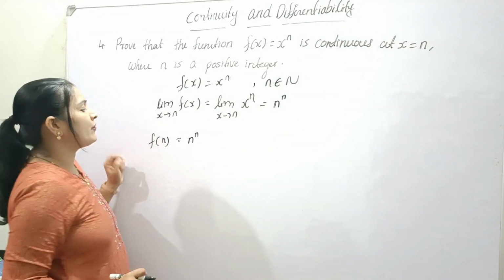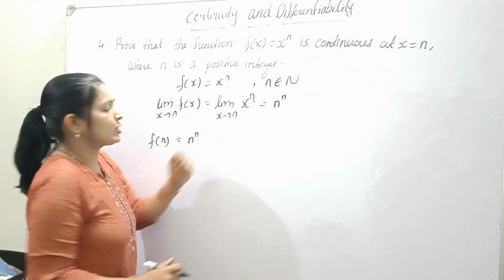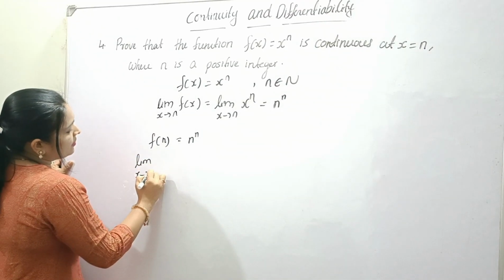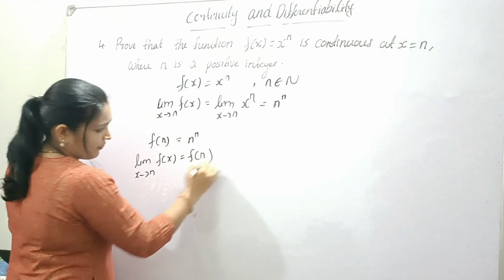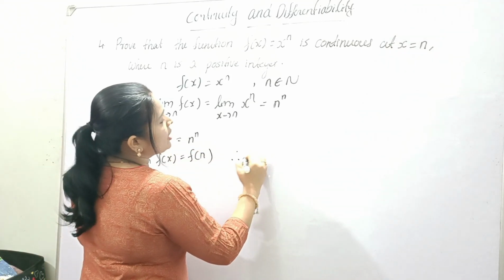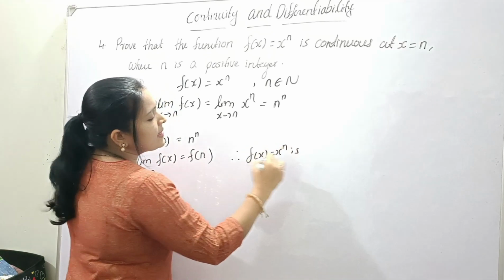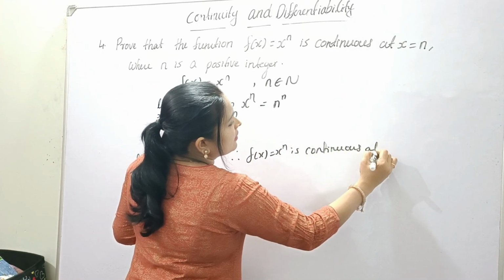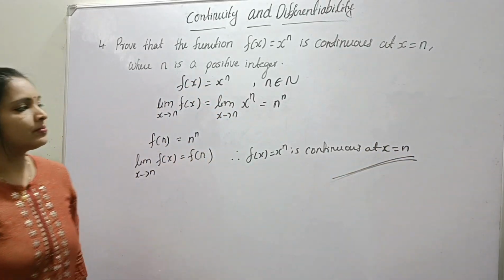Okay, n is a natural number. So here we have got f of n is equal to n raised to n, and limit x tends to n f of x is equal to n raised to n. So we write limit x tends to n f of x is equal to f of n. Hence the given function f of x is equal to x raised to n is continuous at x is equal to n. Okay, that's all.